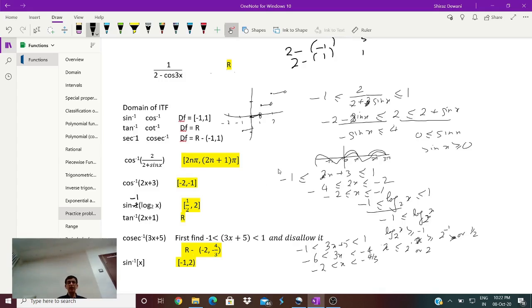So we have had a good session on practice problems to find the domain.